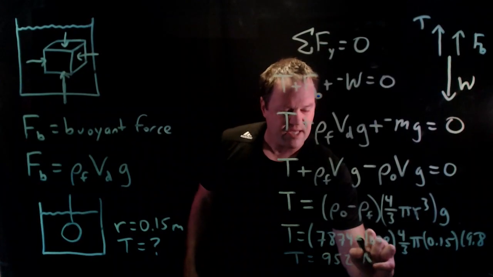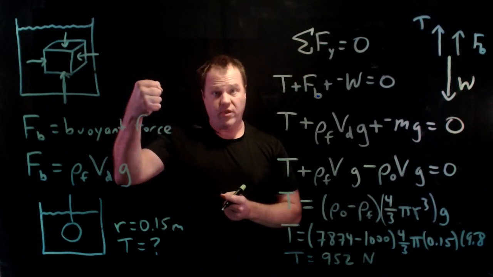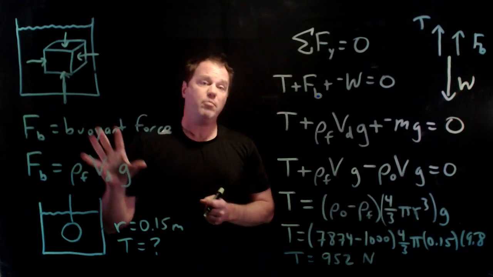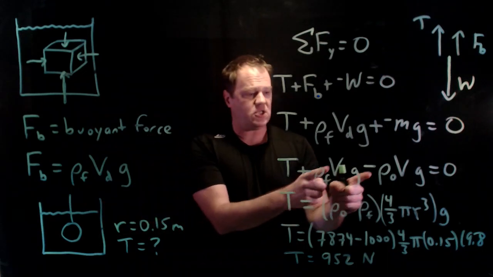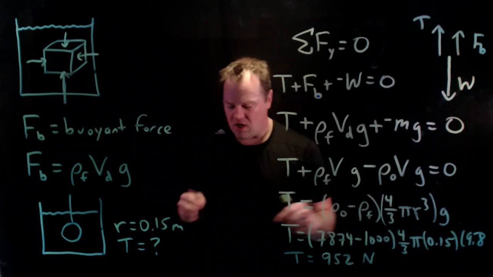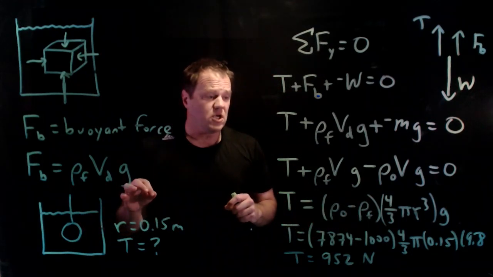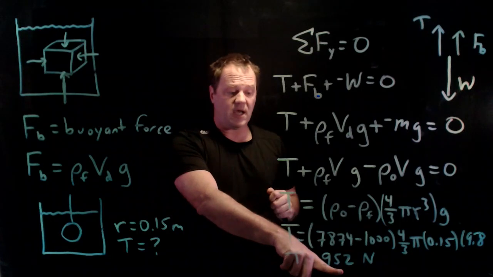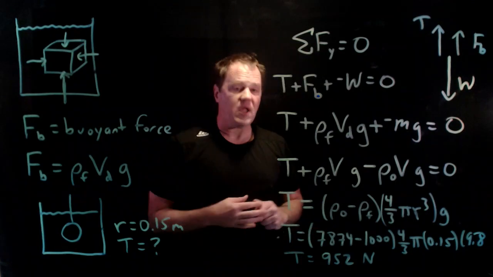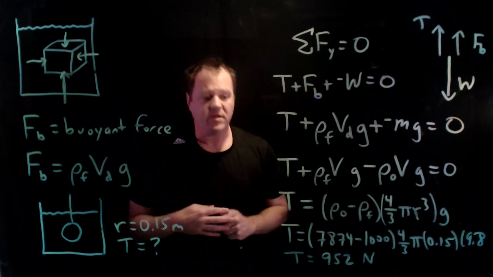Okay, and of course that's how hard you would have to pull up on that string in order to hold this in place. Now you can compare this, if we did just a calculation of the weight force, density of the object times volume times G, you get about 1,090 newtons. So it feels a little bit less heavy than it actually is. Okay, so that's the apparent weight of this lump of iron when it's immersed in water.